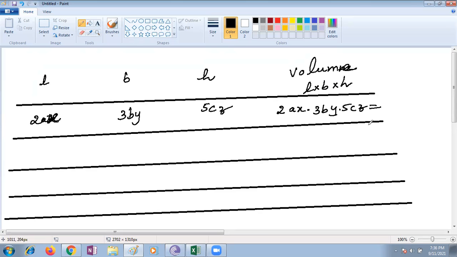30 AX BY CZ, ma'am. Very good. Or else ABC XYZ. Can we go with the ABC and XYZ? Yes, ma'am, even that also. Yes, we can. Why? Because in multiplication you can write in any order. Very good. You are good at multiplication of three monomials.